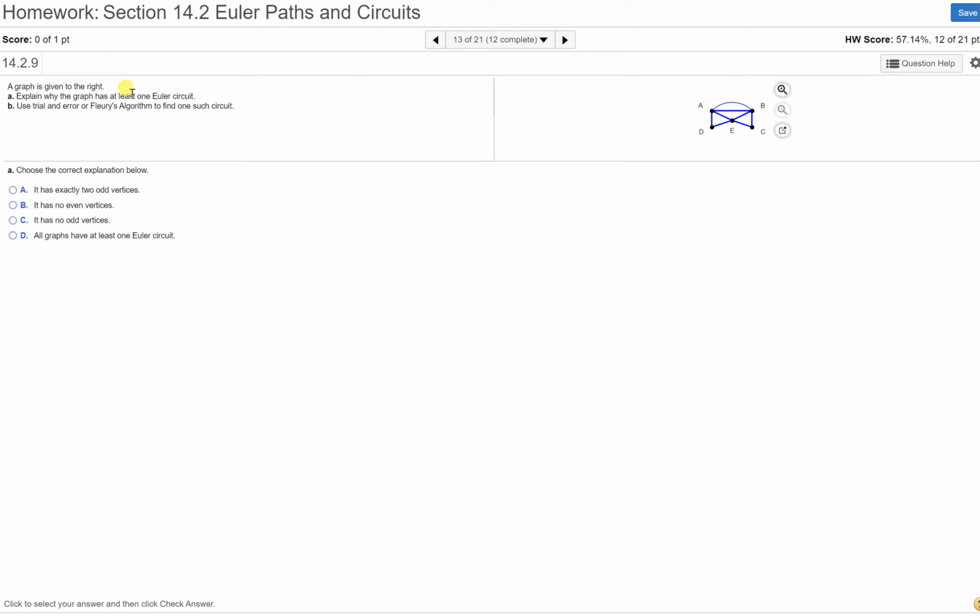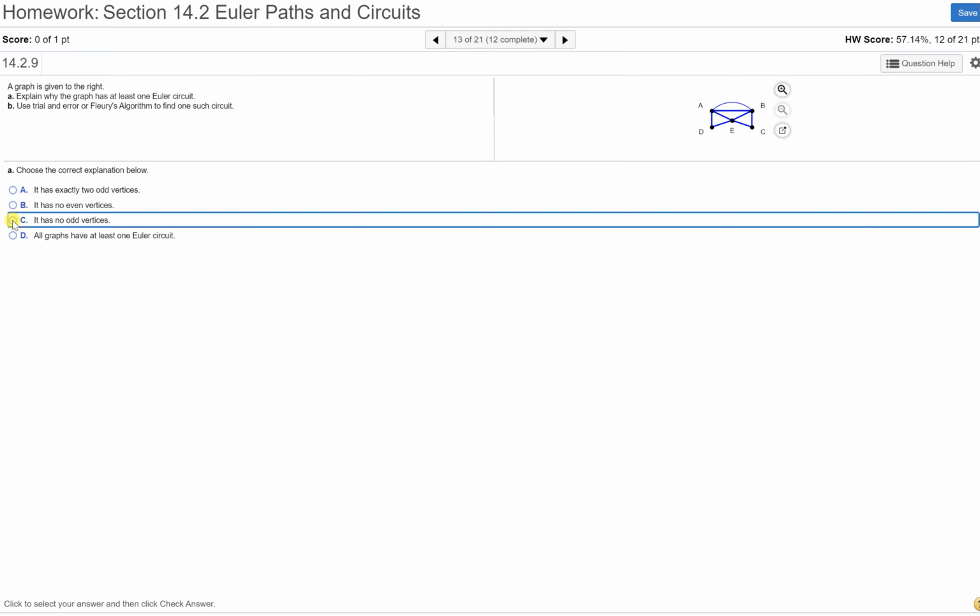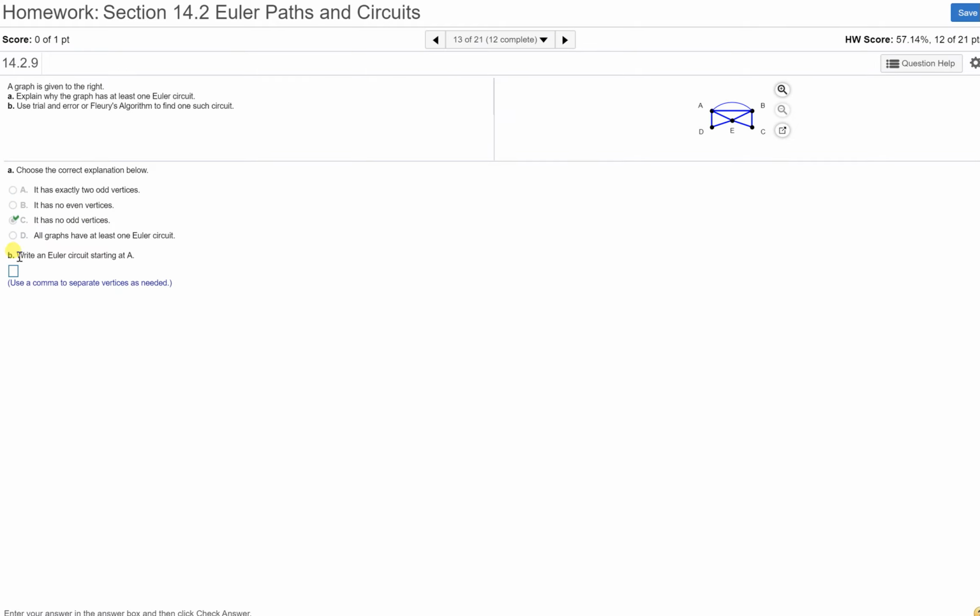Explain why it has at least one Euler circuit. Well, that means there are no odd vertices. So it's this one. I don't even have to bother. Then it can ask me to do it: find a circuit starting with A.